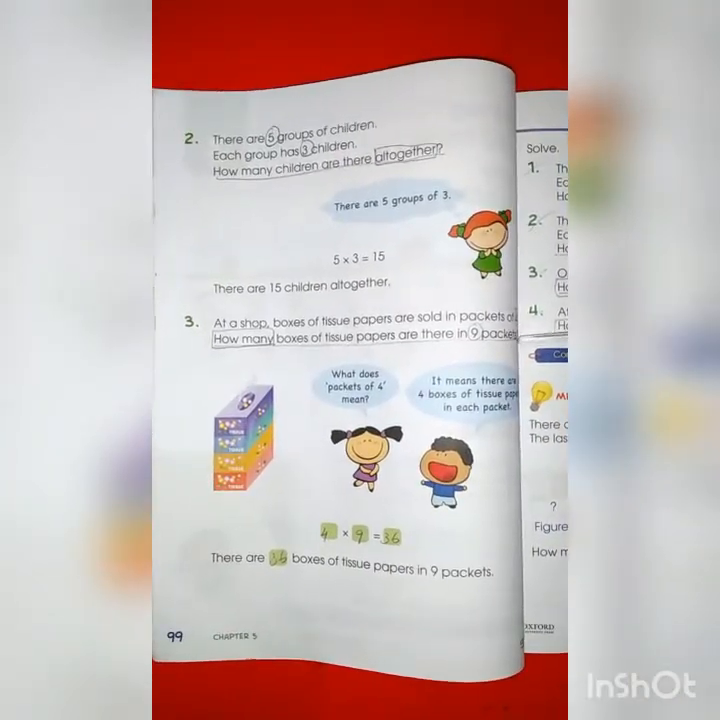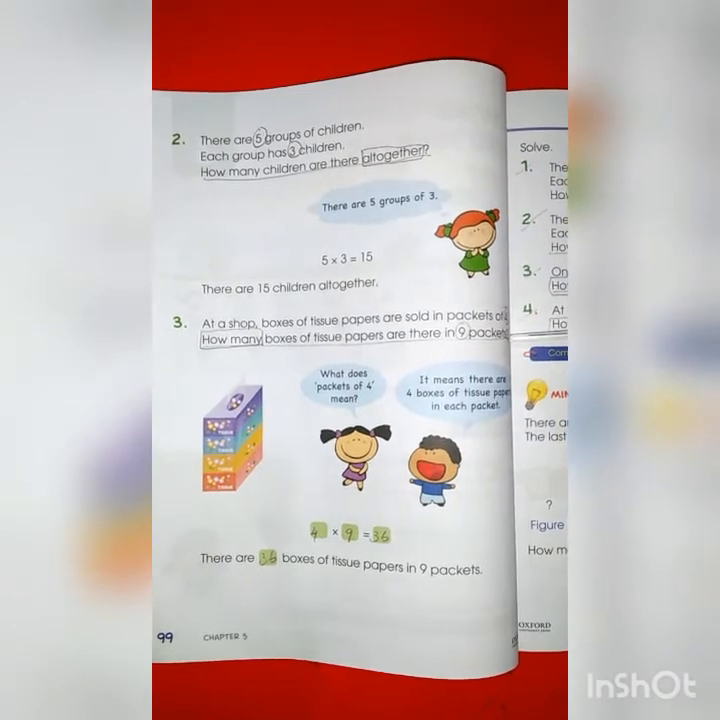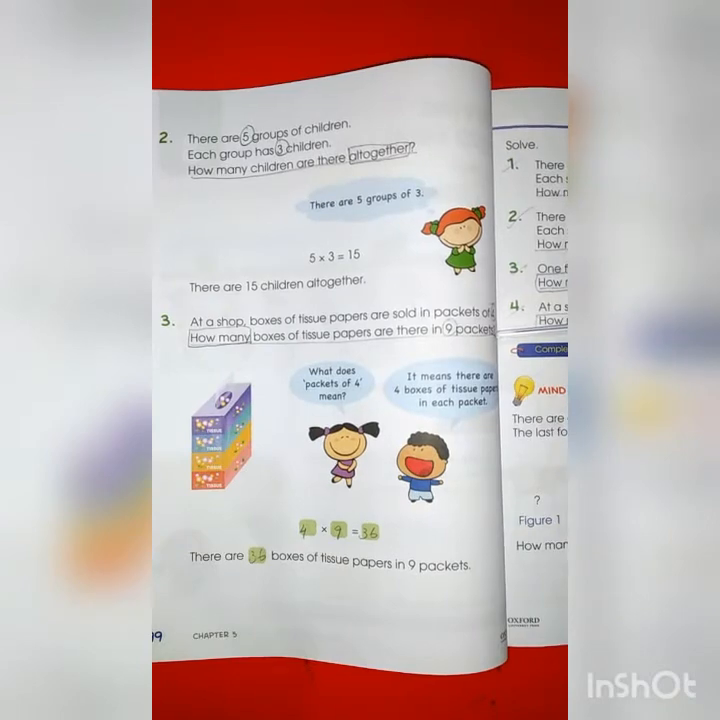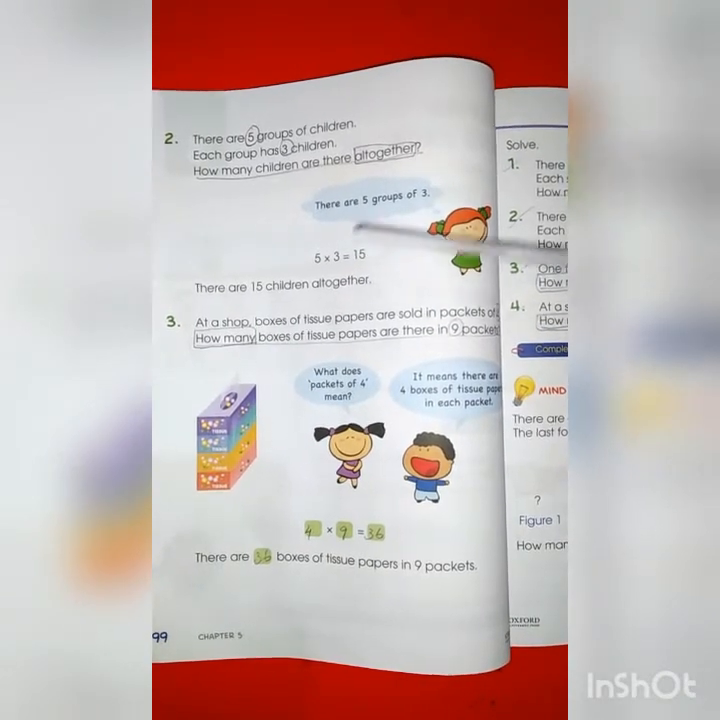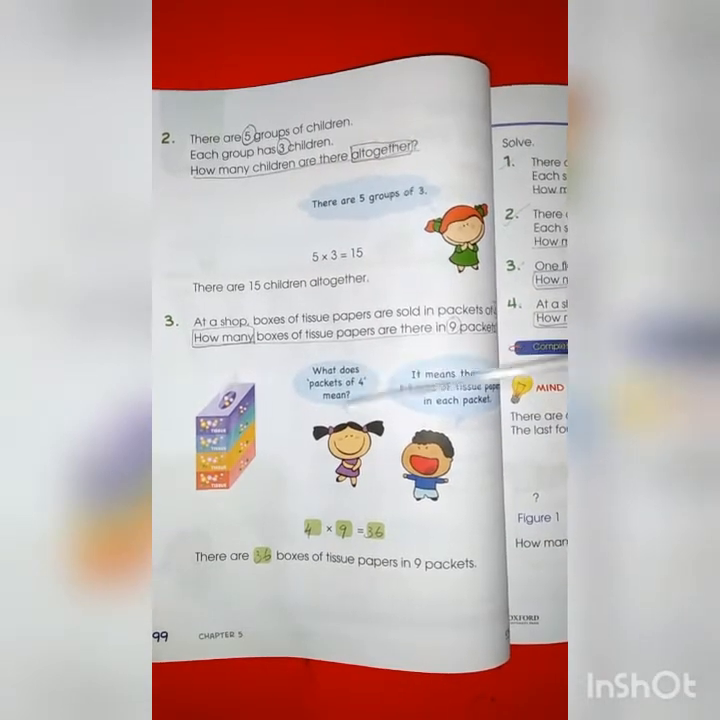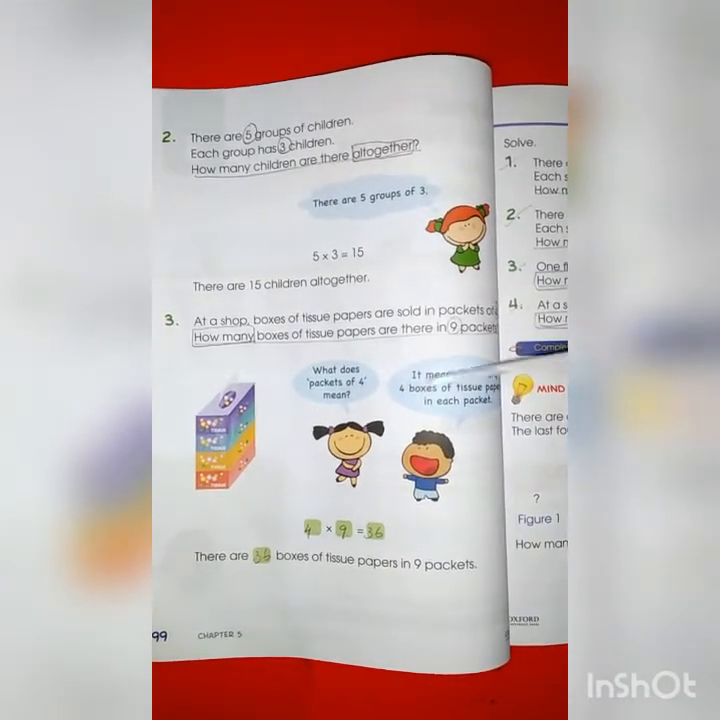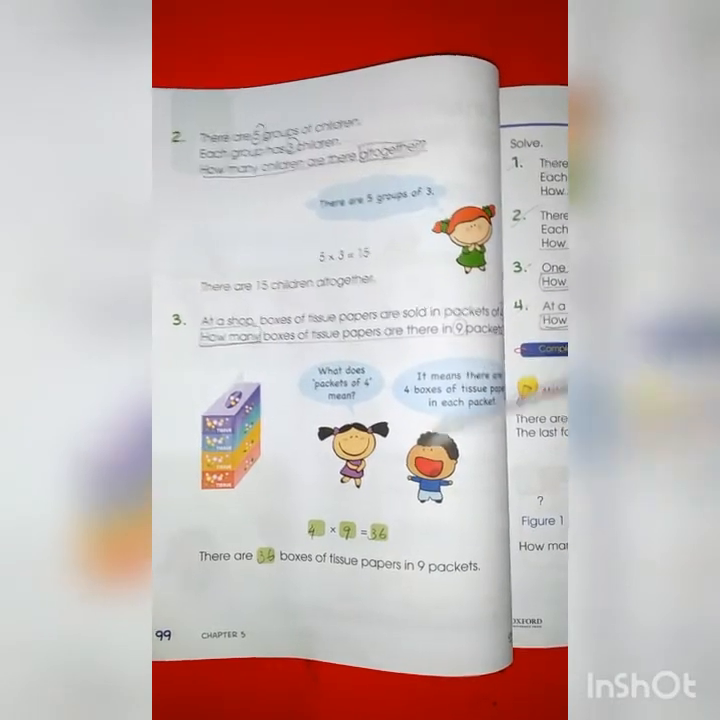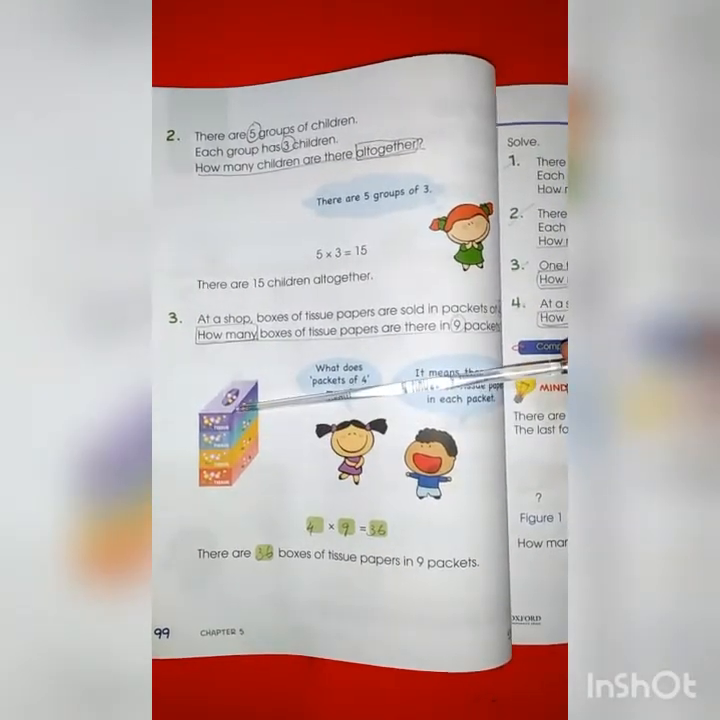Number 3. At a shop, boxes of tissue papers are sold in packets of 4. How many boxes of tissue papers are there in 9 packets? What does packets of 4 mean? It means that there are 4 boxes of tissue papers in each packet.